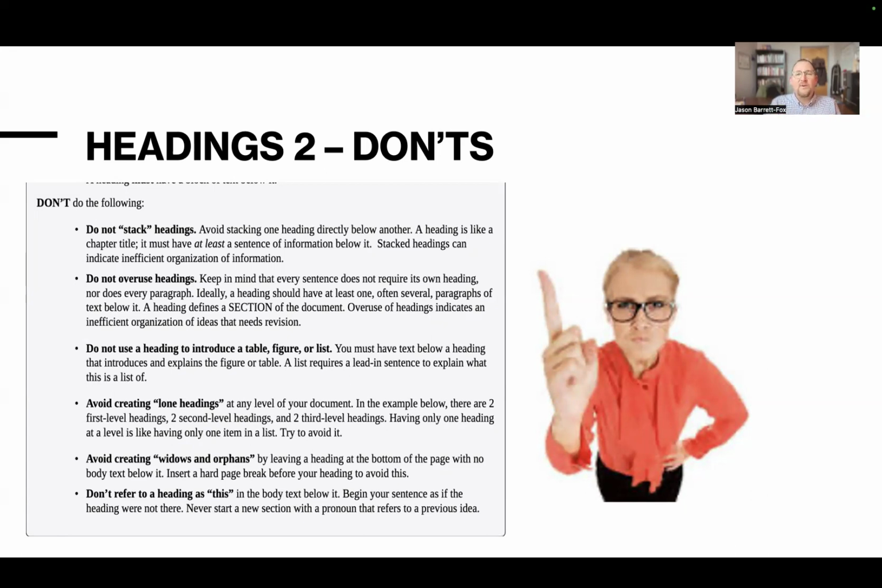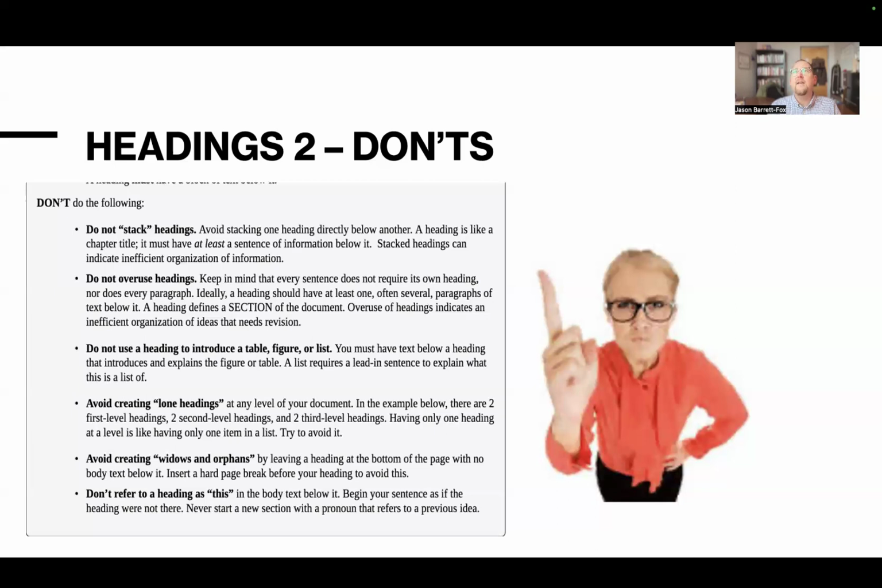So as she says, a heading is like a chapter title, and it has to have at least a sentence of information below it. If you have headings stacked up, like I was talking about before, that could be confusing, because why would you have two section headings that tell you what a section is doing, right? It can be inefficient, which of course is off-putting to any executive reading your document. And in the worst possible case scenario, it can actually just confuse people. You don't want to overuse headings.